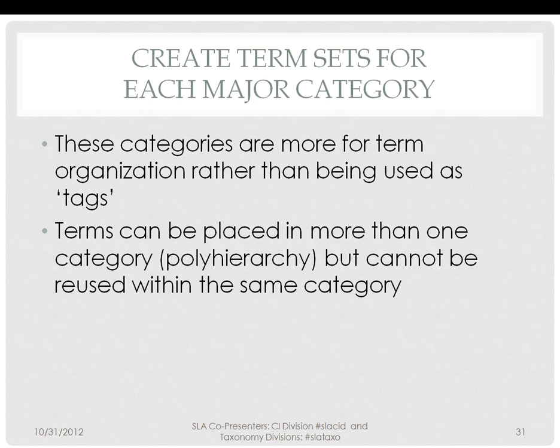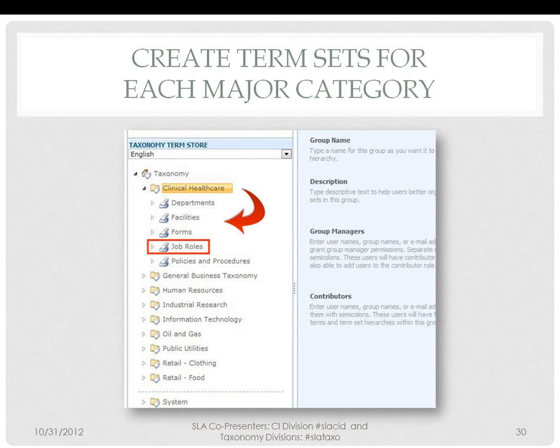They're too high level. And the second thing is, you can do polyhierarchy by placing the same term or reusing the term in a taxonomy in the term store. However, you can't reuse the same term within the same term set. So Zena, sorry, could you back up one slide, and I'll make back the other way.